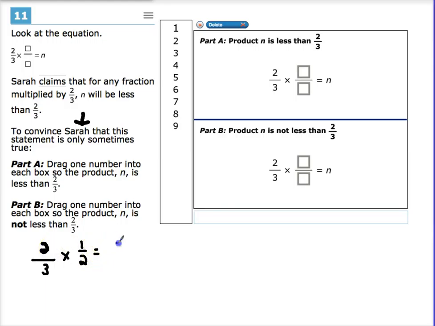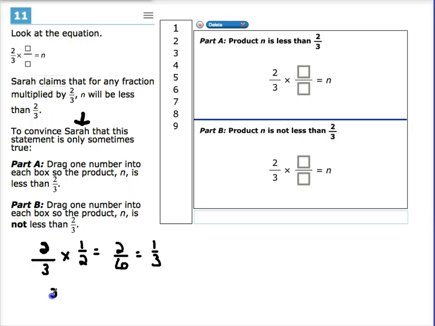And I've got 2 times 1 is 2. 3 times 2 is 6. And Sarah's statement is that any fraction that you multiply 2/3 by is going to be less than 2/3. Well, 2/6 is not lowest terms. 2/6 can be reduced to 1/3. And, well, she's correct with this one. 1/2 times 2/3 gives me 1/3.